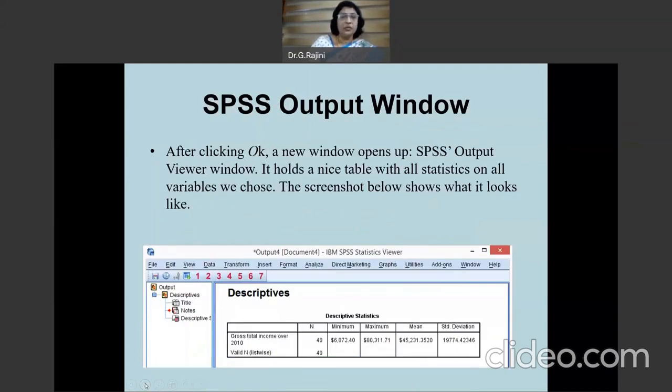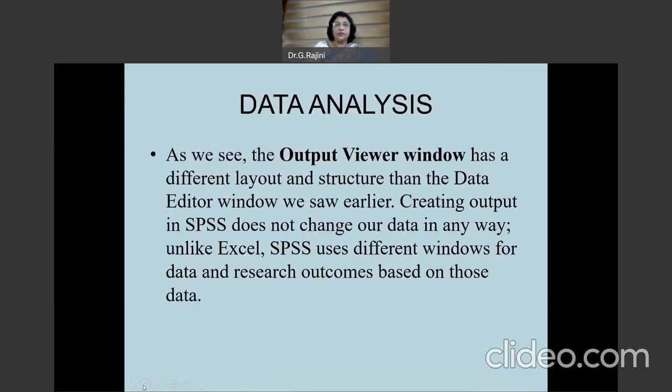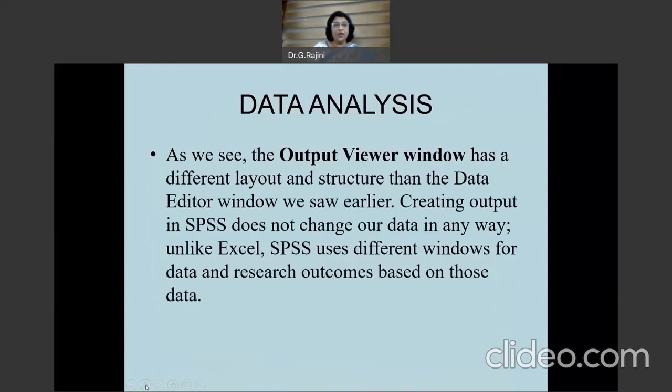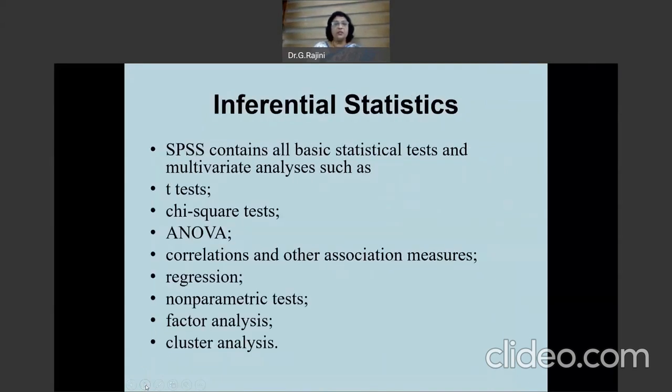Okay, so here you could see a descriptive: you asked for how many samples have given information, the minimum value, maximum value, the mean value, and the standard deviation value. This is the output you get in the output sheet. The output viewer window has a different layout and structure than the data editor window, as we saw earlier. Here it will come like this, like in a Word file. Creating output in SPSS does not change your data in any way, so you can just move on.